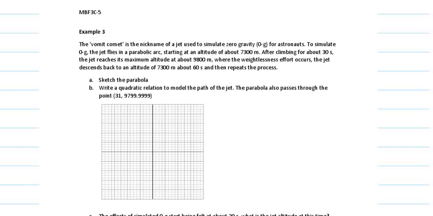Okay, so the vomit comet is the nickname of a jet used to simulate zero gravity for astronauts. To simulate zero gravity, the jet flies in a parabolic arc starting at an altitude of about 7,300 meters. After climbing for about 30 seconds, the jet reaches its maximum altitude, about 9,800 meters, where the weightless effort occurs. The jet descends back to an altitude of 7,300 meters, about 60 seconds, and then repeats the process. Sketch the parabola. So what do I have here?